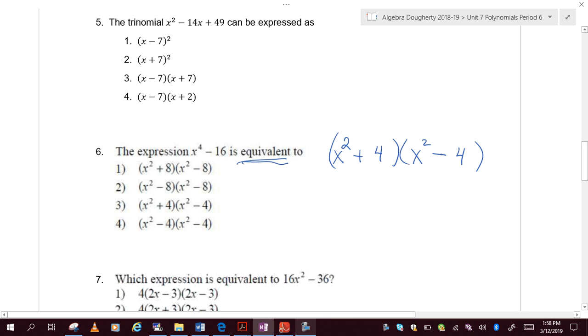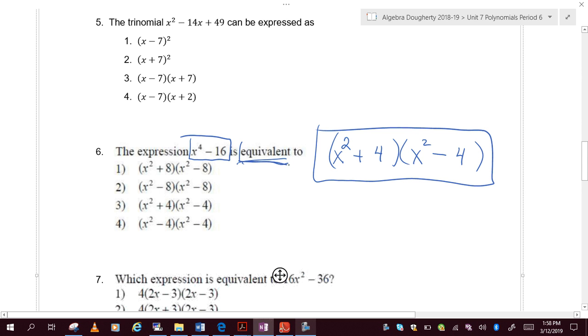Okay, well, I look at the choices. I factored x to the 4th minus 16, and I got this. Although I haven't factored it completely, they are equivalent. It's finished. I'm done. It actually was a double DOPS. I could have done a DOPS again, but I didn't need to.